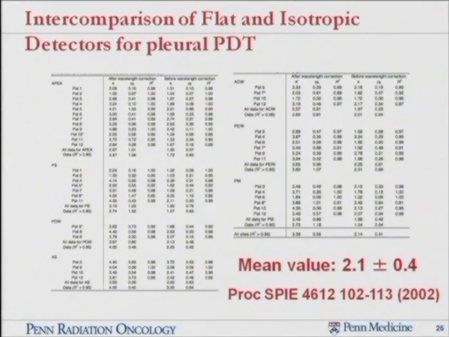So all these can be used to determine the so-called K coefficient, that's the ratio between the two, and the standard deviation, and that can be used to determine this standard ratio. So this actually is the number we use currently to convert the flat detector reading to our current dosimetry reading using the isotropic detector.